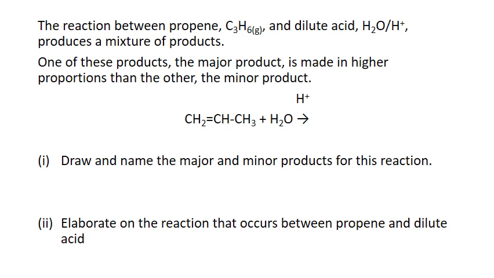And it produced a mixture of products, and it's mentioning that there's a major and there's a minor. So this should hopefully trigger Markovnikov's rule, the rich get richer, because that's going to come into this later on. So the first part, we need to draw and name the major and minor products before we then go on to elaborate.